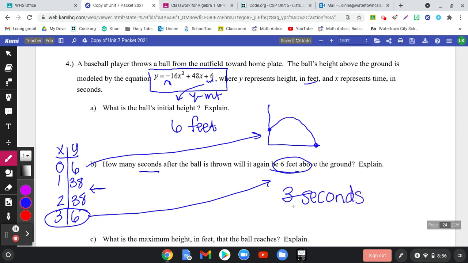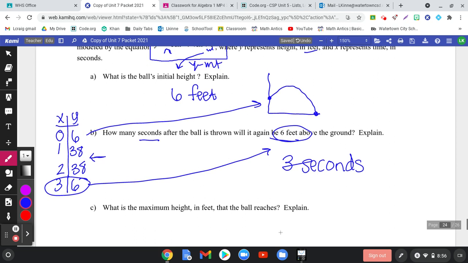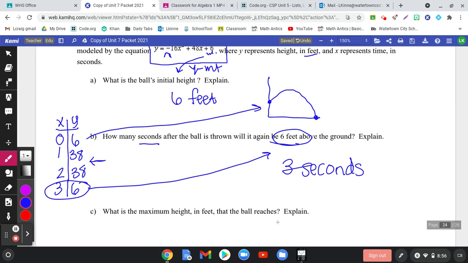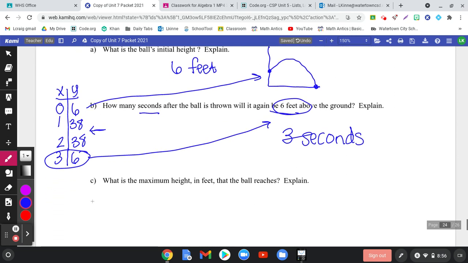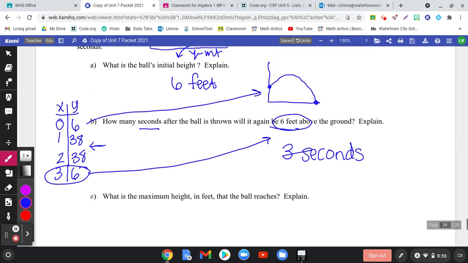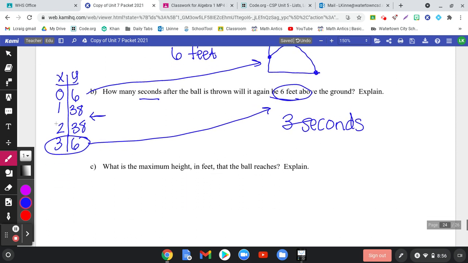All right, typically they're not going to ask you to find the maximum height if it's not going to be shown in the table. But just in case, let's look at how we would do it algebraically. All right, so your vertex is going to be in here. What's halfway between 1 and 2? 1.5. All right, but to actually find that, you could use this formula. Remember, x equals negative b over 2a.